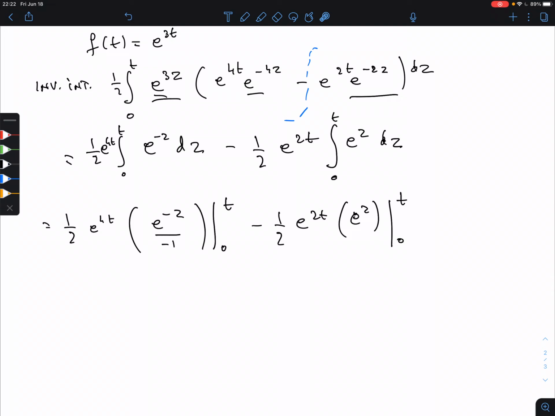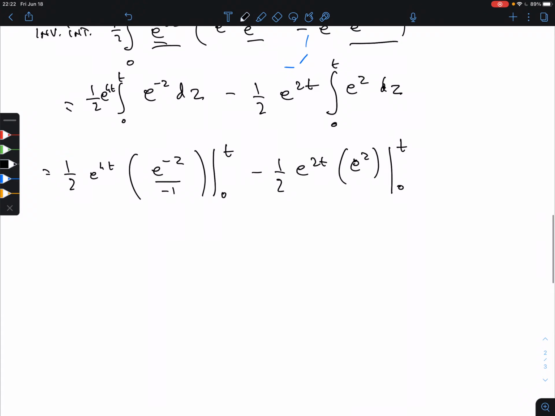Don't start putting the t's or the zeros everywhere else, that's where you can make more mistakes. So let's do this for the first one. We have a half e to the t. That's a constant so far.